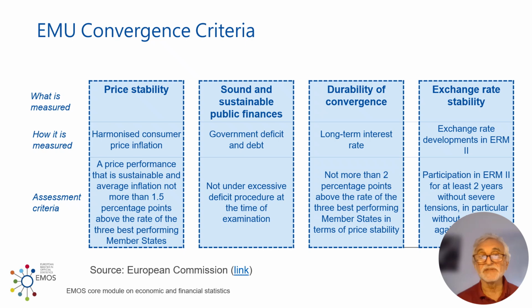The first is price stability. So you have to be able to show that your average inflation rate is not more than 1.5 percentage points above the rate of the 3 best performing member countries in the monetary union, and it's based on the harmonized consumer price measurement. So it has to be a harmonized measure, and then it is checked where you are standing as an individual country. The second big block is sound public finances, so government deficit and debt.